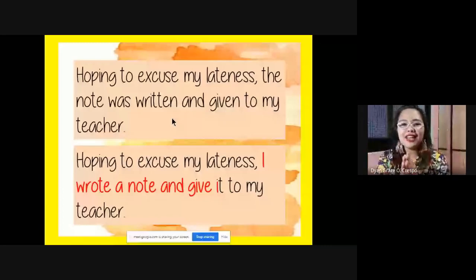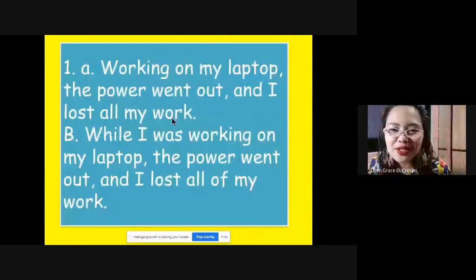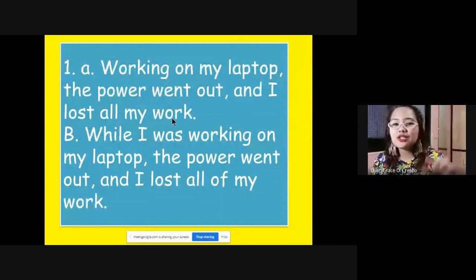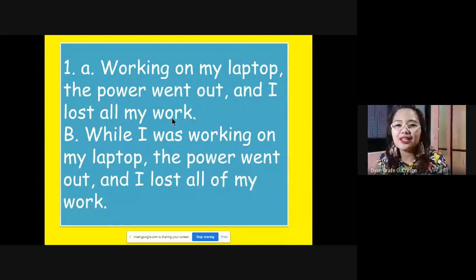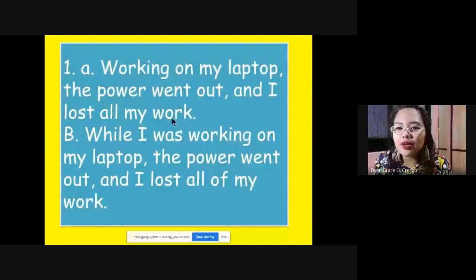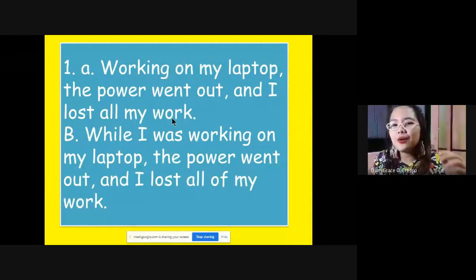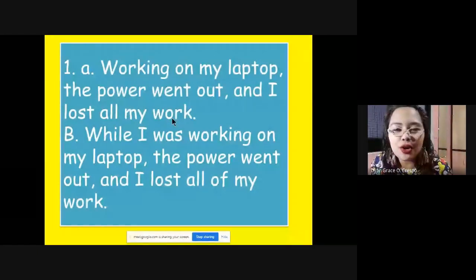Okay. So now, ito naman tayo. Ito na yung medyo challenging. Okay, so you will write which among the following sentences is correct. Is it A or B? Okay, so we'll just write A or B. Walang other letters. Okay, Eller, no Z, no C, no X. Just type A or B. Number one, letter A. Working on my laptop, the power went out and I lost all my work. Letter B. While I was working on my laptop, the power went out and I lost all of my work. Which one is the correct answer?